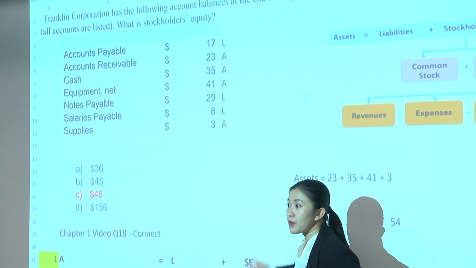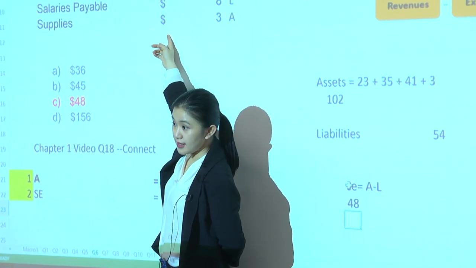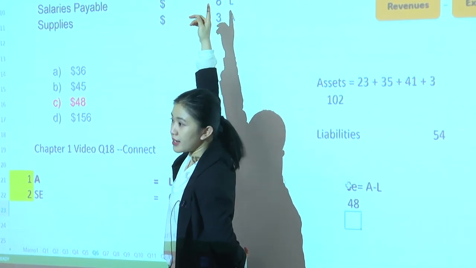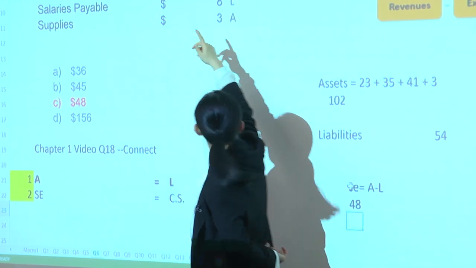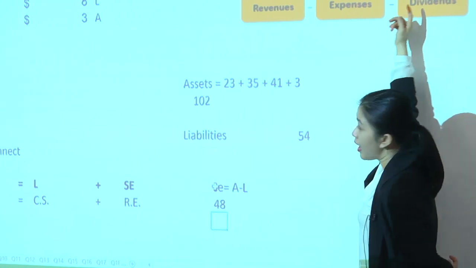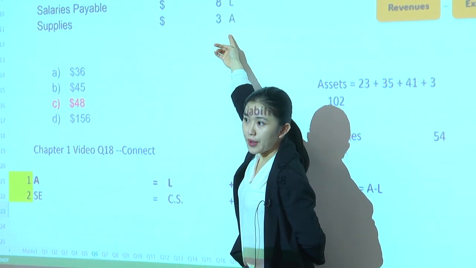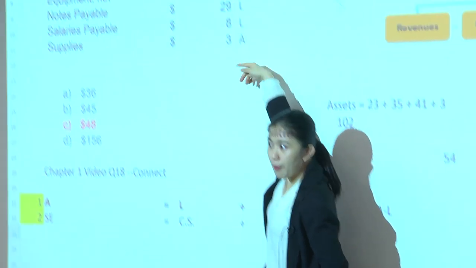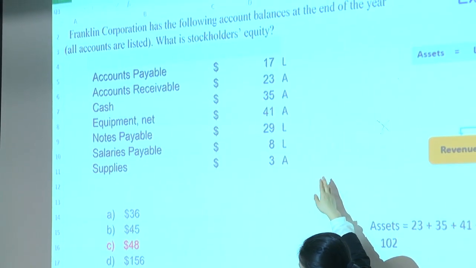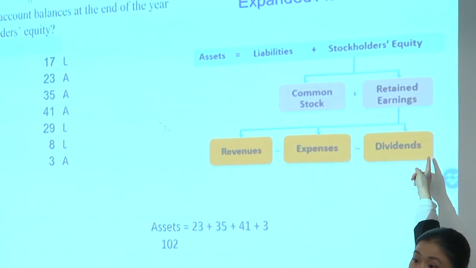So to sum up, the way we do these questions is to first categorize the accounts listed. You have to categorize each as either asset, liability, common stock, or retained earnings. And then you can see the rule. Now it is both assets and liabilities, so we use the first line of the equation and then get stockholders' equity.